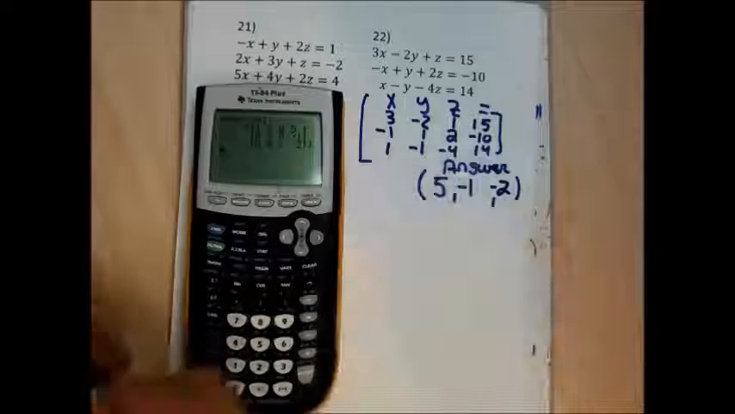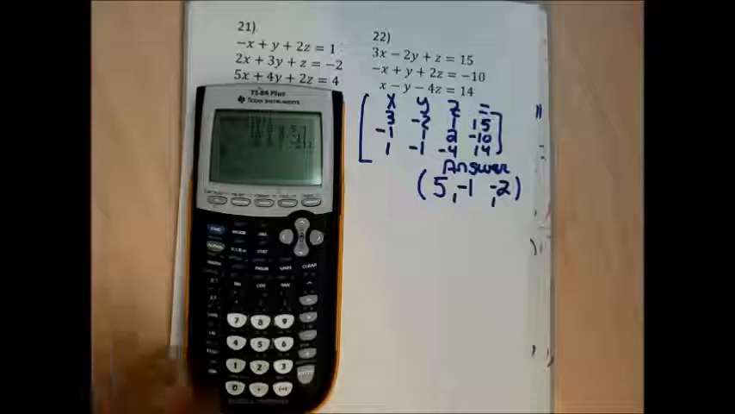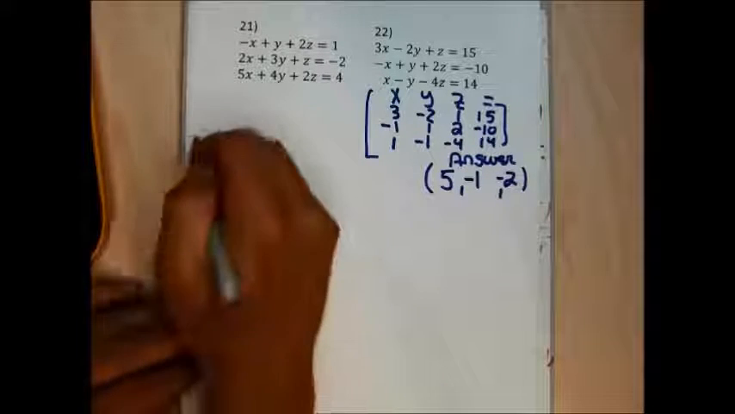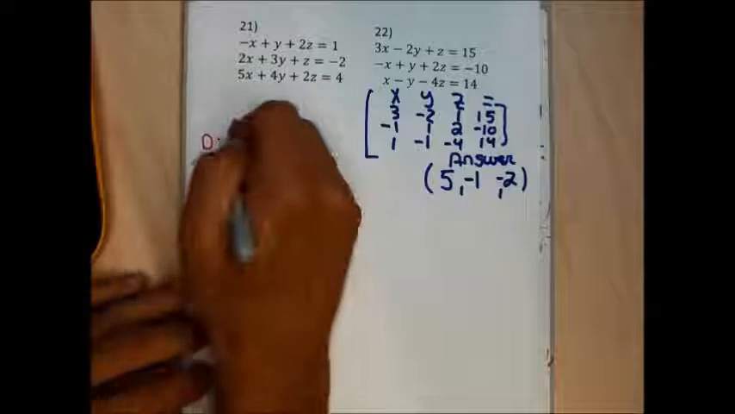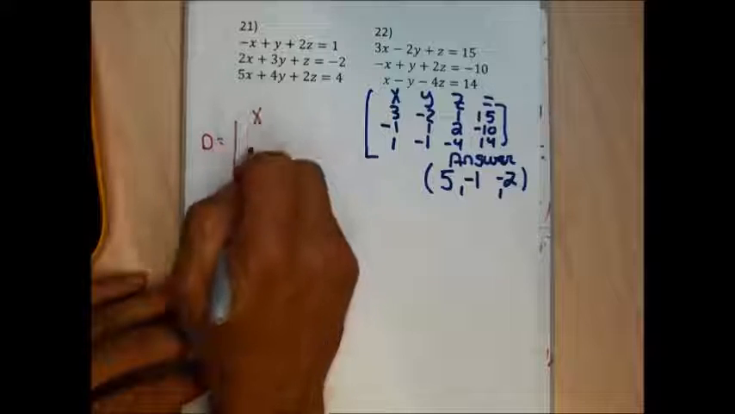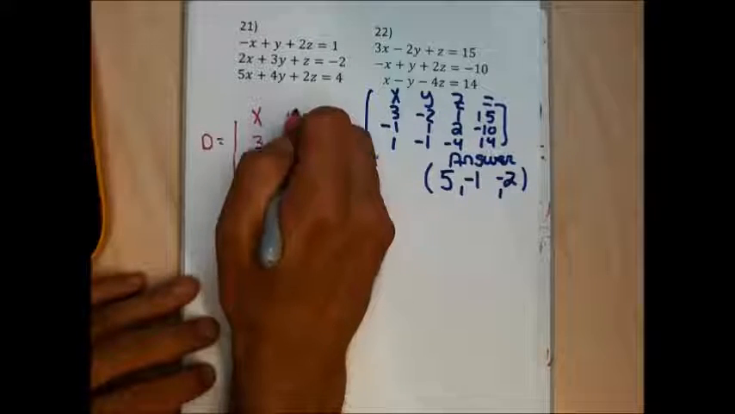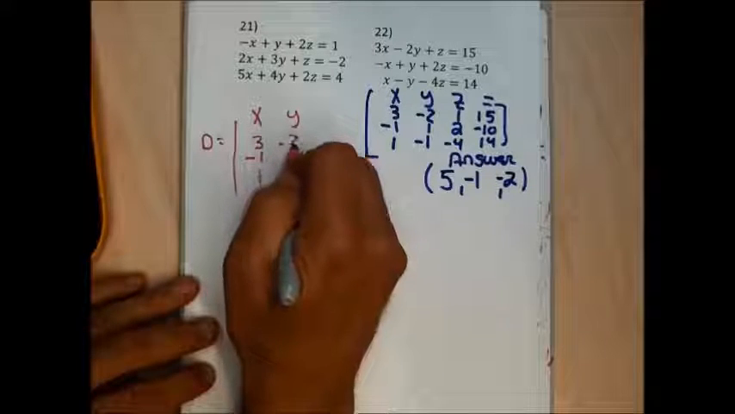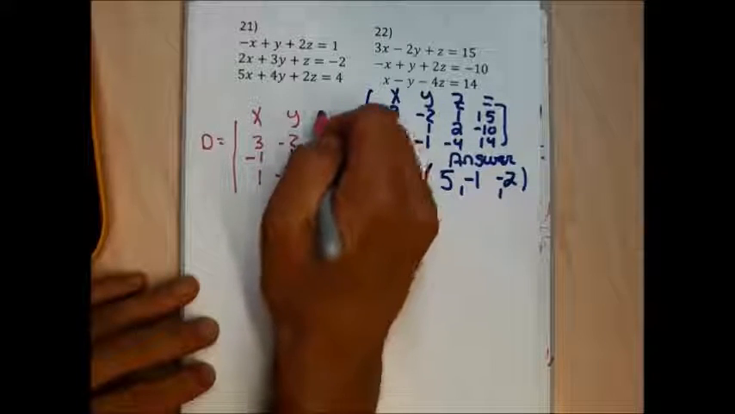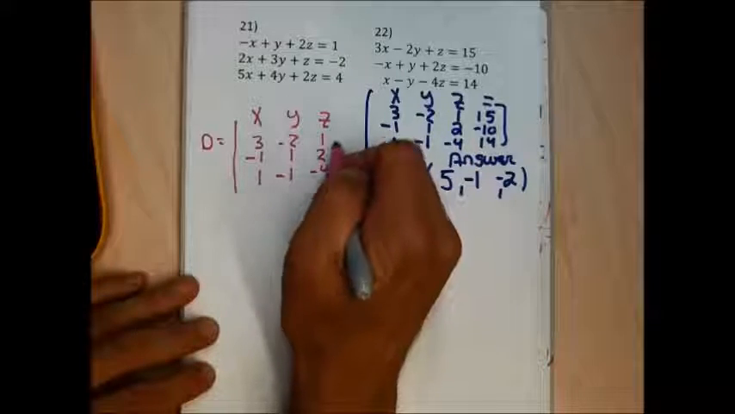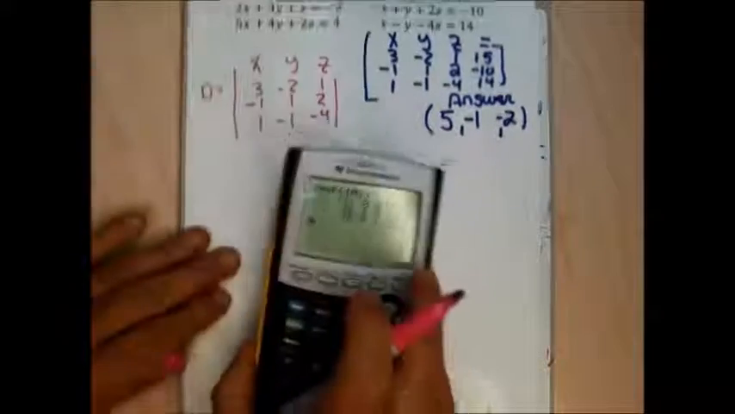And I'm going to get this by creating one more determinants than unknown. So I need 4 determinants. The first determinant I'm going to call D. D is going to have the numbers from the X column, which are 3, -1, and 1, the numbers from the Y column, which are -2, 1, and -1, and the numbers from the Z column, which are 1, 2, and negative 4.